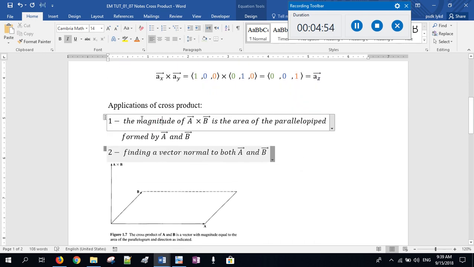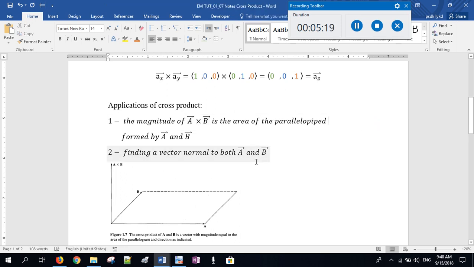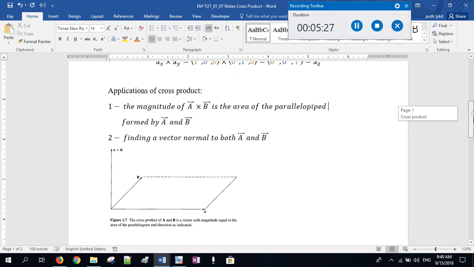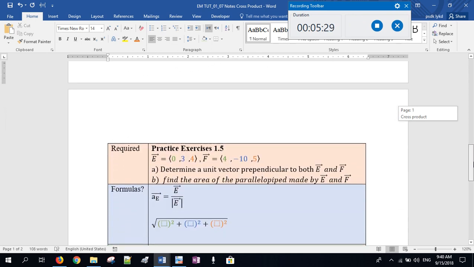Application of the cross product. The first one, the magnitude of A cross B gives us the area of the parallelogram formed by A and B. So the magnitude of this vector is equal to this area here. Second application, A cross B gives us a vector normal to both A and B. So let's go to the exercise.